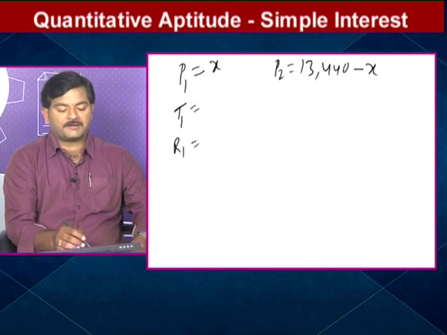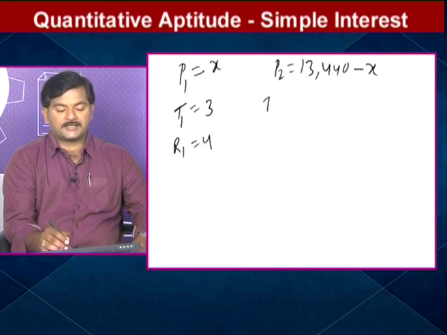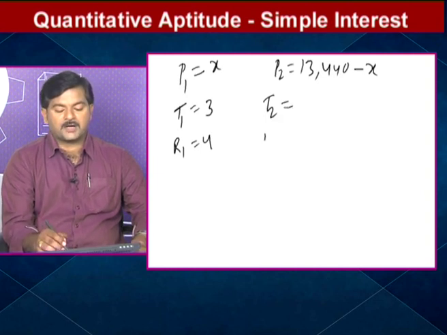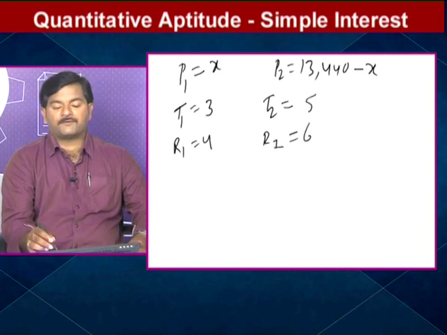Okay, so T1 is equal to, in first case, how many years? 3 years. And at what rate of interest? In first case it is 4% rate of interest. In second case, T2 is equal to how much given? R2 is equal to 6%. What about T2? 5 years.